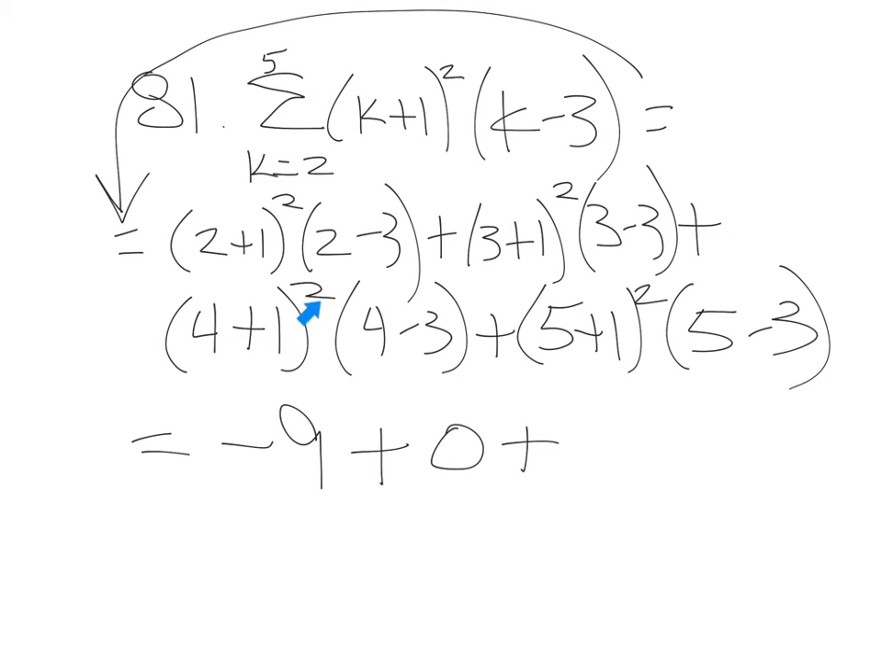4 plus 1 is 5. 5 squared is 25. 25 times 1 is 25. And then the last one, 5 plus 1 squared is 6 squared is 36. 36 times 5 minus 3 is 2, so 36 times 2 is 72. So if I combine all of those, I get 86.